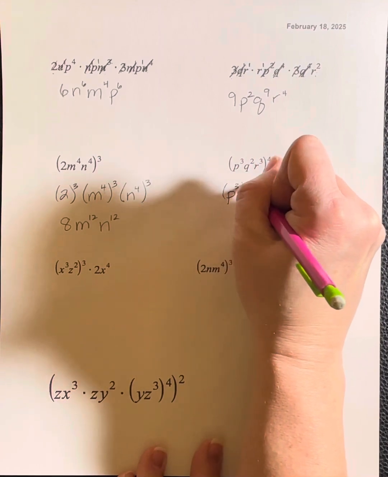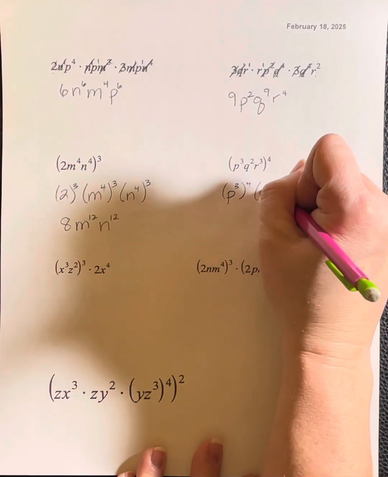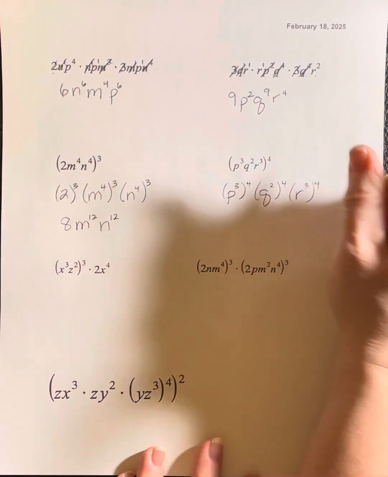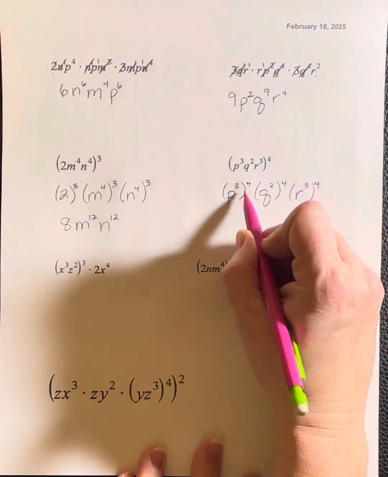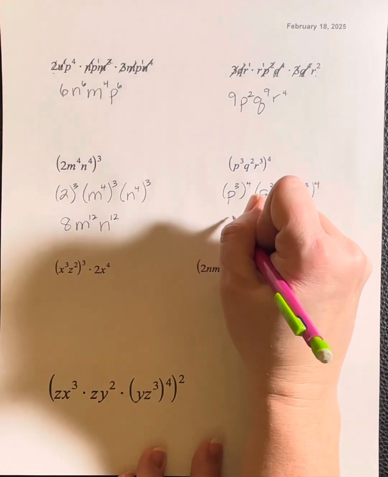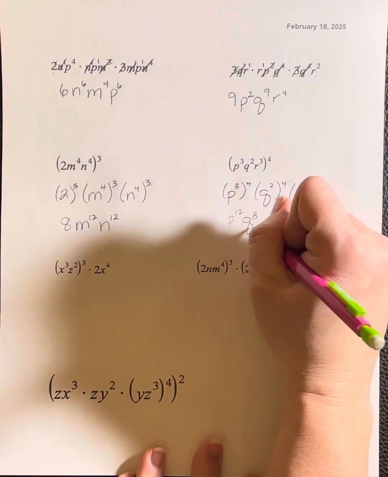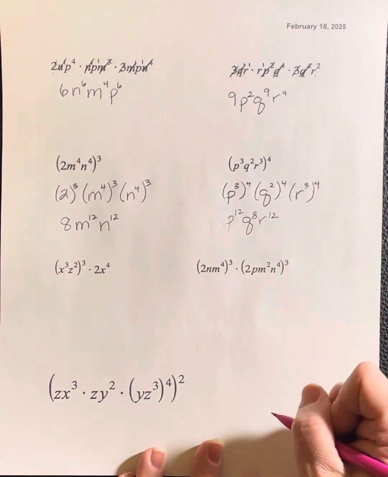P cubed to the 4th power. Q squared to the 4th power. R cubed to the 4th power. Power, power, power. Multiply, multiply, multiply. So I have P to the 12th, Q to the 8th, and R to the 12th.